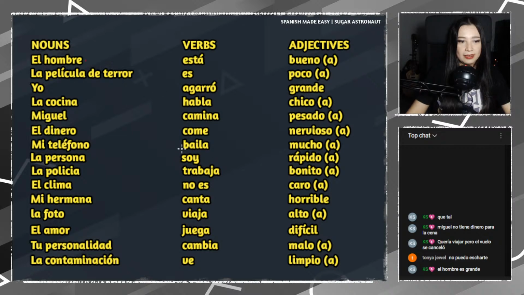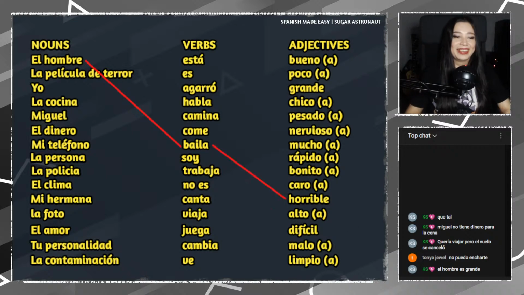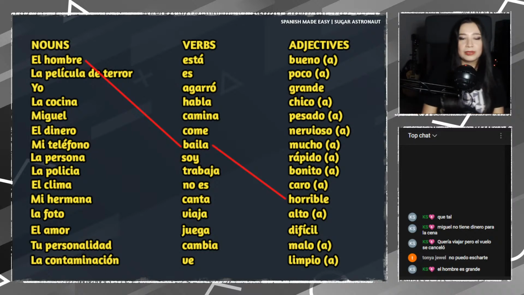El hombre baila horrible. You know, the man dances horrible or horribly. Okay, in English it will be horribly. But in Spanish, you can say el hombre baila horrible. You can also say horriblemente. That will be horribly. But you can say horrible. And that's perfectly fine.